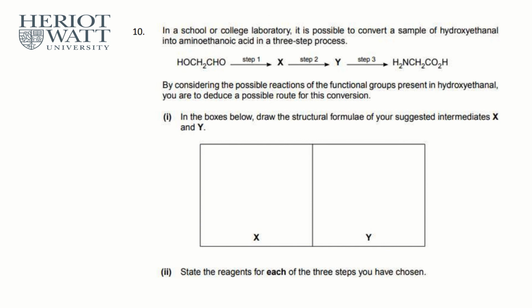Okay, let's look at the last part. Now, in a school or college laboratory, it is possible to convert a sample of hydroxy ethanol into aminoethanoic acid. Regardless of how fancy the name is, it doesn't matter. You just need to check the compound, the formula, and what the changes are, as well as the functional groups present. Those are the things you need to do when you analyze chemical reactions.